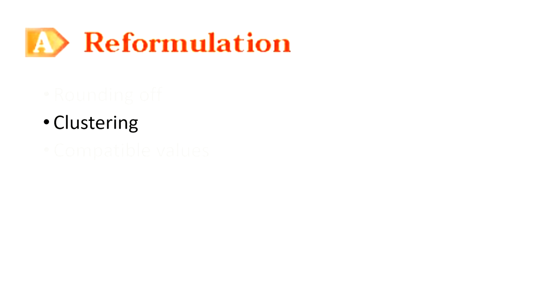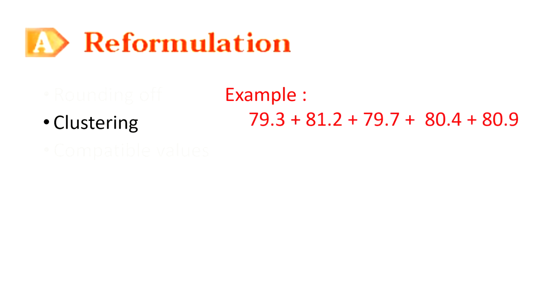Another one is clustering. For example, we need to find an estimated value of this question. And we find that these 5 numbers are close to 80. They are close to 80. Okay, so we can do the estimation like this by using clustering, and done. The answer should be very close to 400.